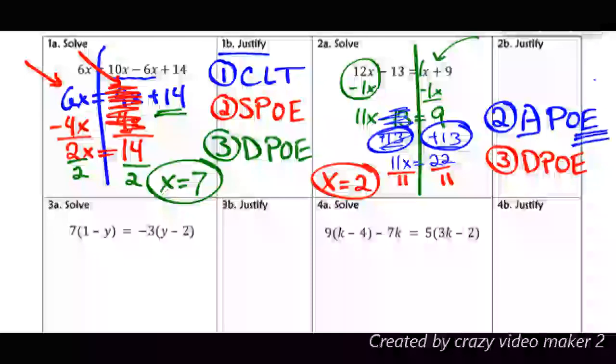And then in green, in my first step, there and there, I subtracted 1x from both sides. That's SPOE. Subtraction property of equality.